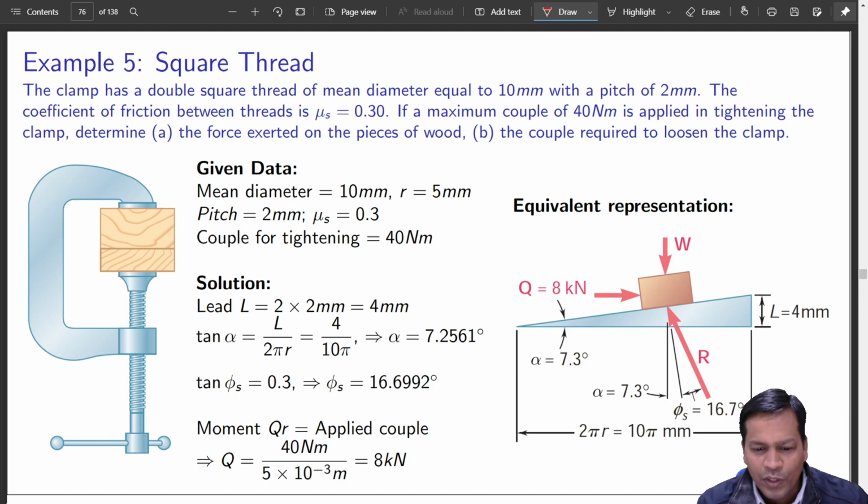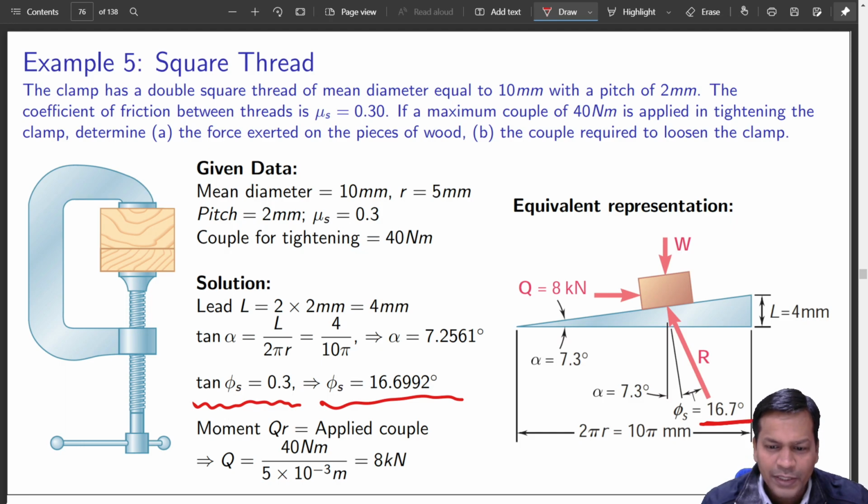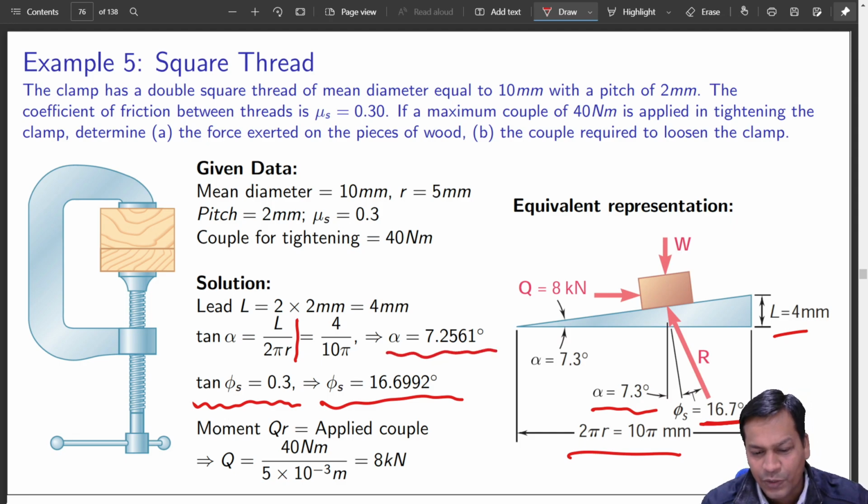If you use mu, immediately you get something like this. Is it clear? That is what it is, almost 16.7, written here. Alpha is 7.3 degrees. How did it come? L by 2 pi r. Yes, L by 2 pi r. So that gave me alpha equal to this. These are a few things that you can immediately get.